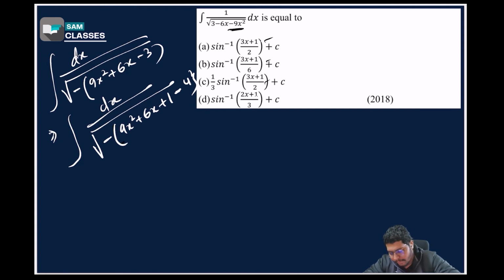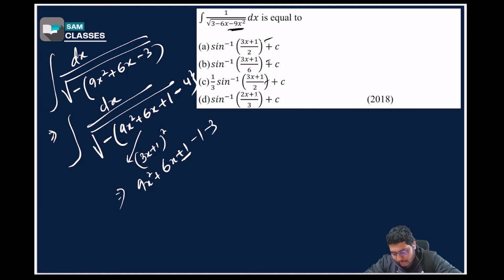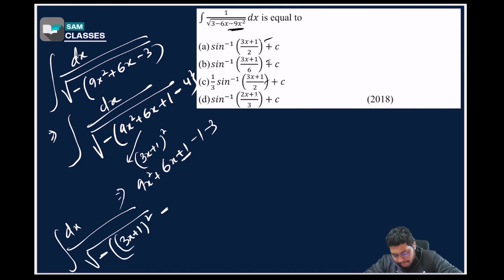Sir, we didn't get it, sir. What have you done, sir? Basically, see, 3x plus 1 whole square is what? If you open it up, it's 9x square plus 6x plus 1. Now, I already had minus 3. So, if I added plus 1, I had to subtract 1, and minus 3 I already had. So what I got: integration dx by root under of minus (3x plus 1) whole square minus 2 square.